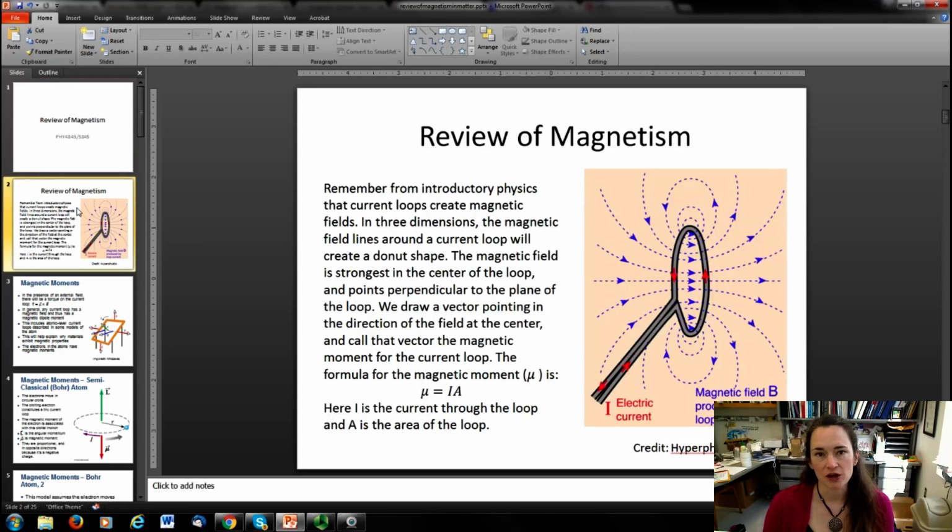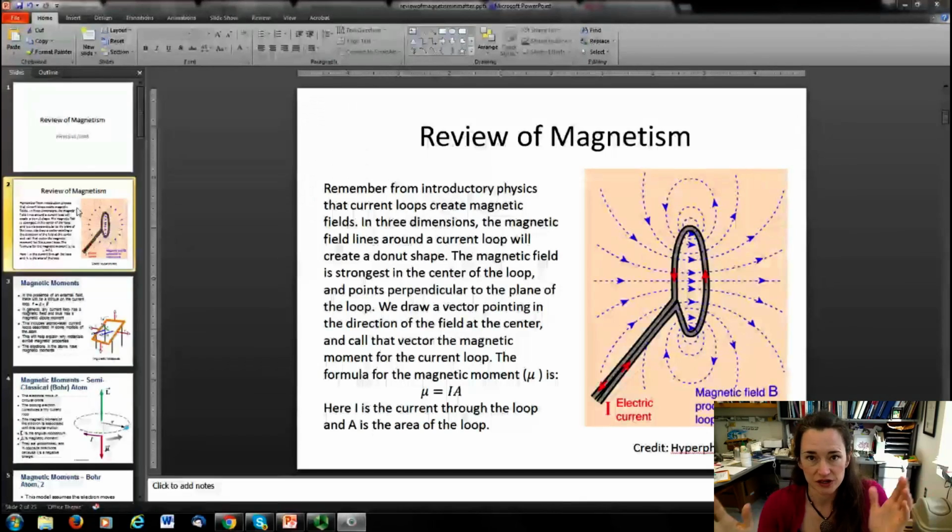So first of all, remember from your introductory physics course that current loops are what create magnetic fields. And in 3 dimensions, the magnetic field lines around a little circular current loop will basically create a donut shape. The magnetic field will come up through the center of your coil and then kind of spiral outward and loop back on itself. And it does that in 3 dimensions. If you were to look at it, it would look like a donut.